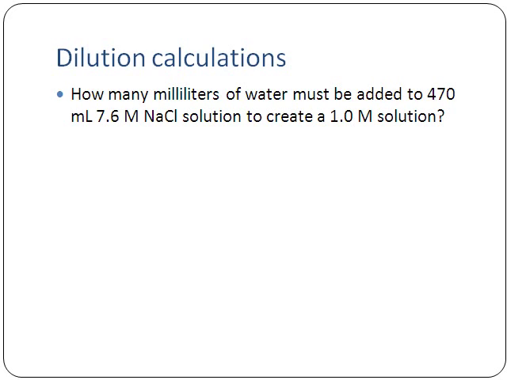We're going to set this up the same way we did before. Our first solution is a 7.6 molar solution. Let's see what we know on this one. Do we know the number of moles of salt, the number of moles of solute here? It doesn't say anything about that. So this is going to be X moles on top, divided by, do we know how many liters of the 7.6 molar solution? It said how many milliliters of water to be added to 470 milliliters of the 7.6 molar solution.